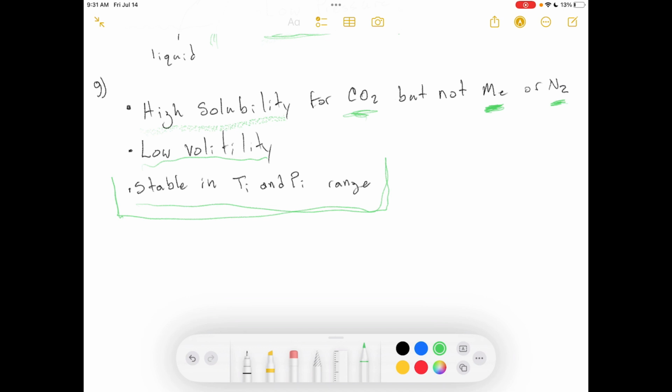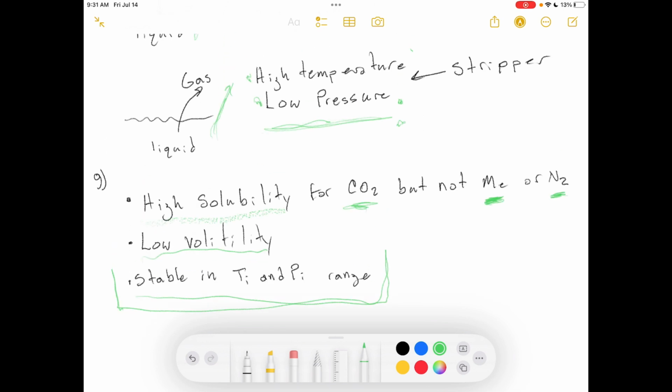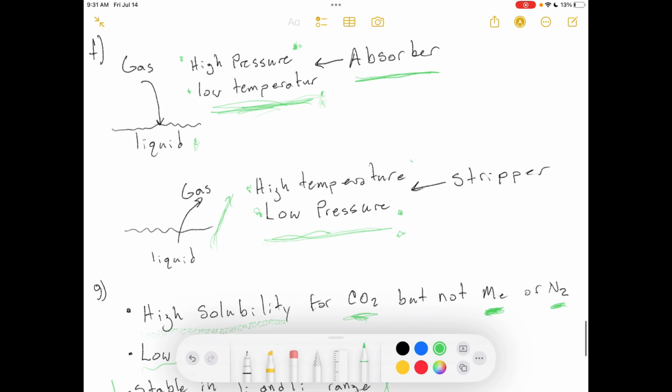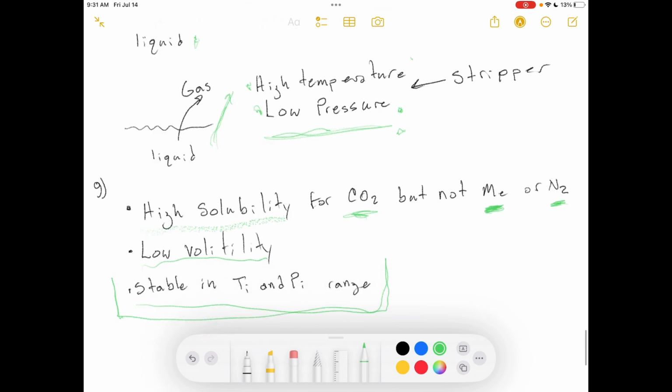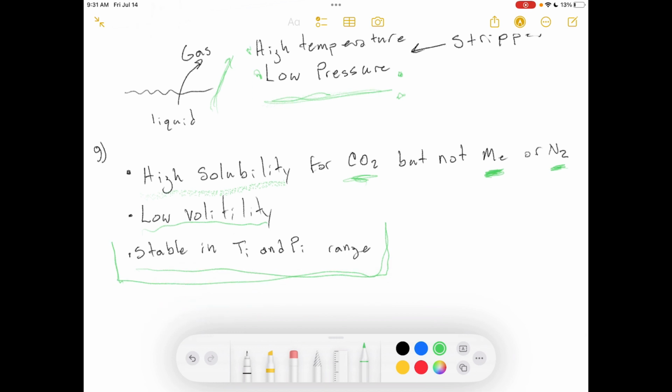What else? You don't want it to turn into a solid while you're cycling it. So let's say you go to the low temperature and high pressure, and all of a sudden your liquid turns into a solid. It's got to be stable and be in the right phase that you want it to be in the ranges that you want to work in. All right. Well, that is it for problem number 4.35.